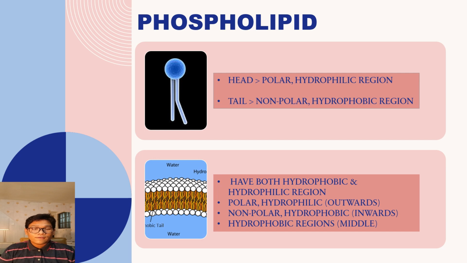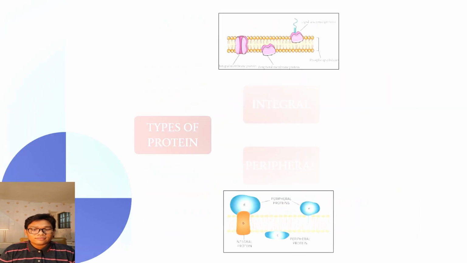A phospholipid consists of a head and a tail. The characteristics of the head are polar and hydrophilic, while the characteristics of the tail are non-polar and hydrophobic. Hydrophilic means the phospholipid head is attracted to water, while hydrophobic means the tail avoids water. Between the phospholipid bilayer, there are hydrophobic regions formed by the phospholipid tails.